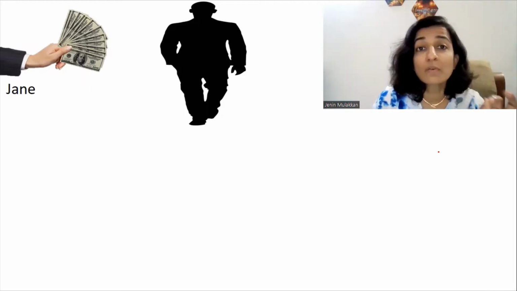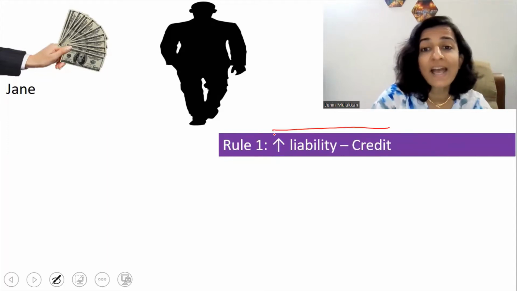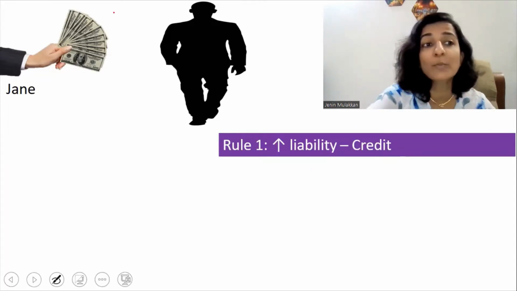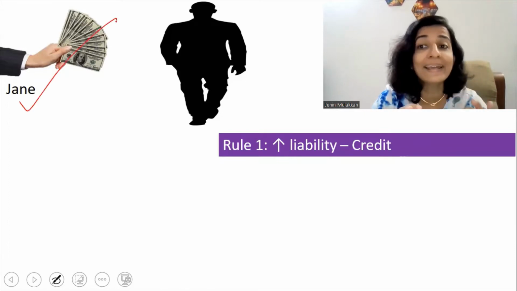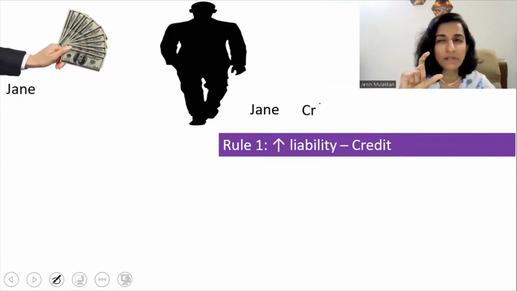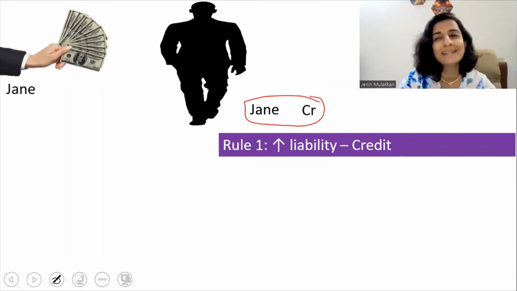So here comes rule number 1. Any increase in liability has to be credited. So in this particular case, we are liable to pay Jane the amount and hence Jane's account has to be credited. So we have written one part of the entry, Jane's account has to be credited, and say the amount that we have borrowed is $10,000. So we have to credit Jane with $10,000, indicating that we are liable to pay $10,000 to Jane.